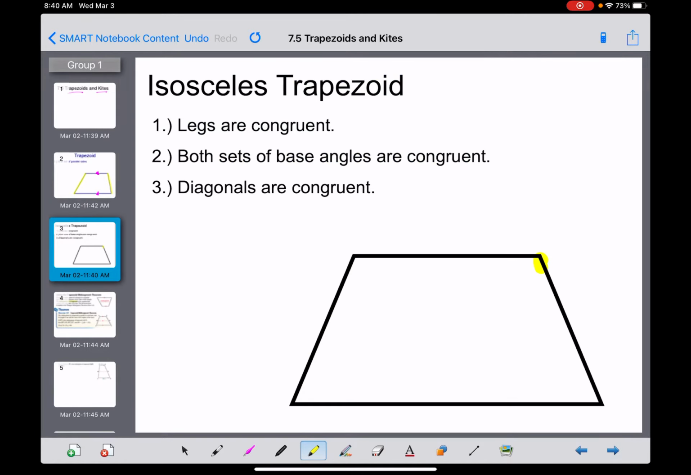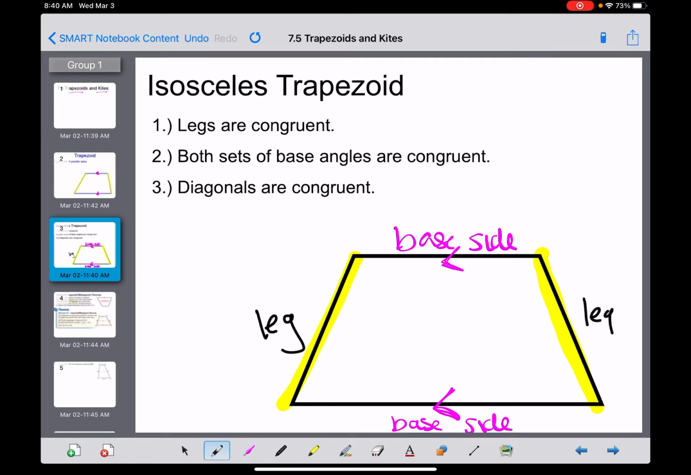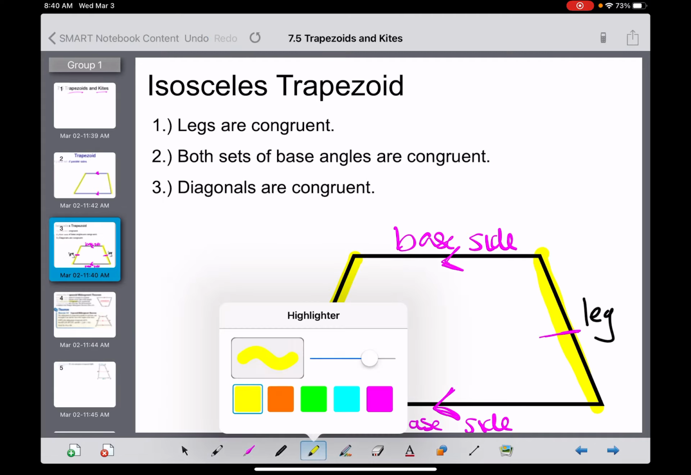A specific type of trapezoid that we're going to be looking at is an isosceles trapezoid. So we still have our one set of parallel lines. The set of parallel lines is called our bases. The other two lines are called legs. The legs are going to be congruent to each other, so I'll mark that with a tick mark. And then both sets of base angles are going to be congruent to each other.